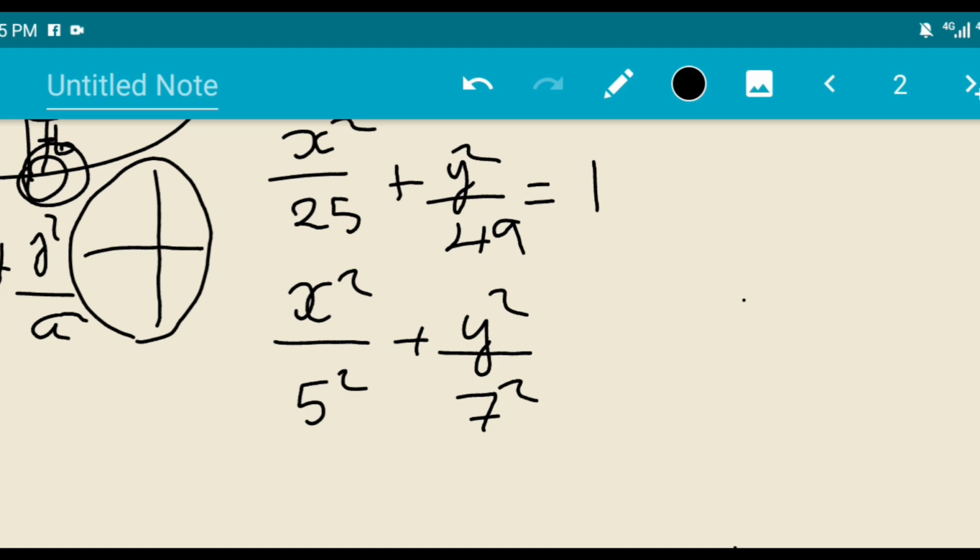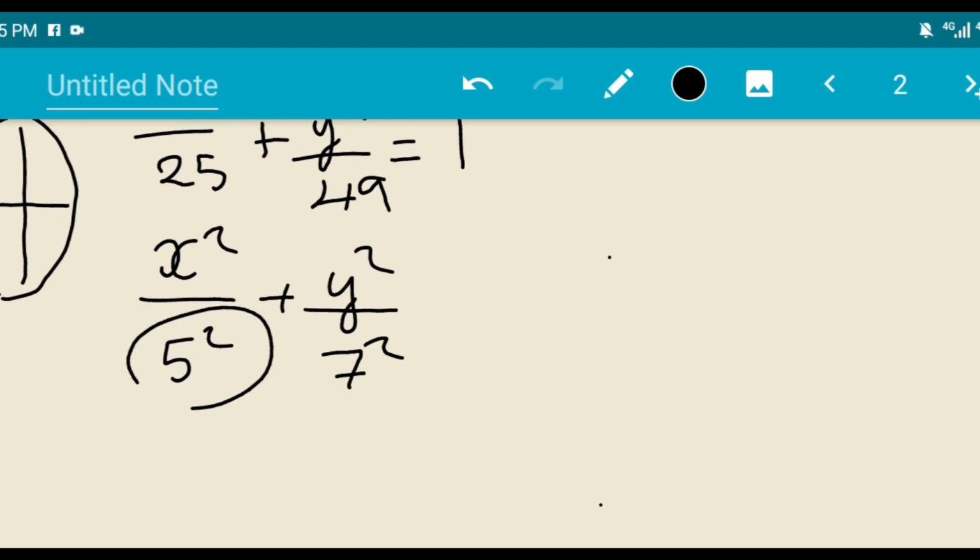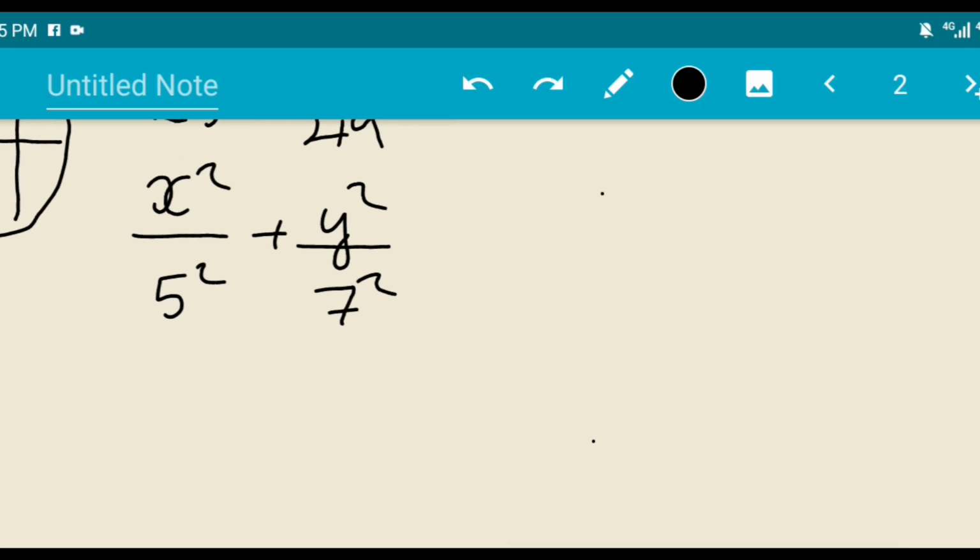So now when we look at these two, which one is bigger than the other? Is it 5 or 7? So obviously it is 7. So for that reason, 7 is A and 5 is B.